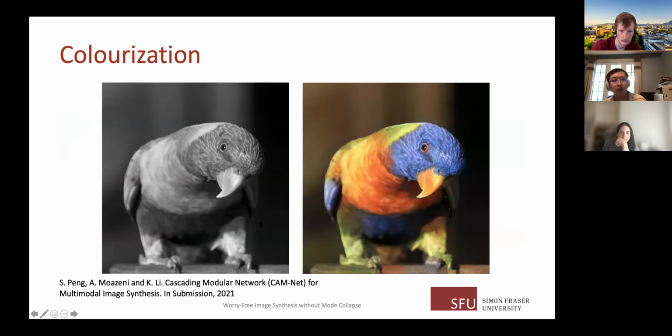Now let's take a look at another task. This is colorizing an image. If we're given a grayscale image, we're trying to generate a color image from that. We can do the same thing and generate different samples for the same image. You can see it's varying the background, going from brown to green to blue, and also varying the color scheme a little bit on the parrot itself.